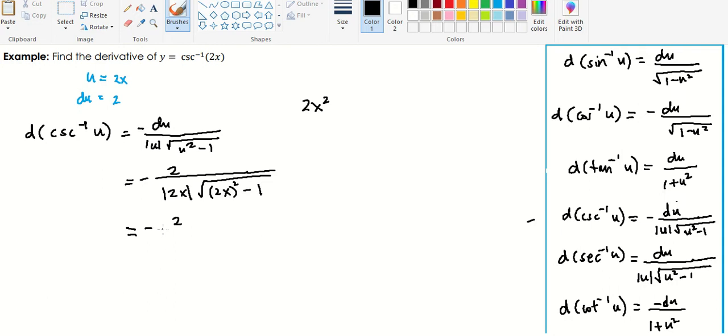We have negative 2 over the absolute value of 2x times the square root of 2x squared, which is actually equal to 2x times 2x. So 2 times 2, that is 4. x times x, that is x squared. So we have 4x squared minus 1. Okay, so this is our answer.